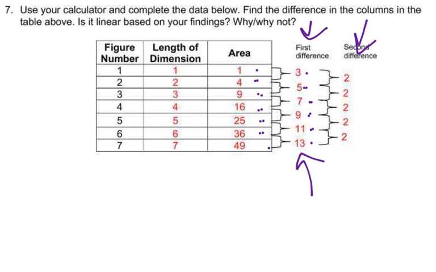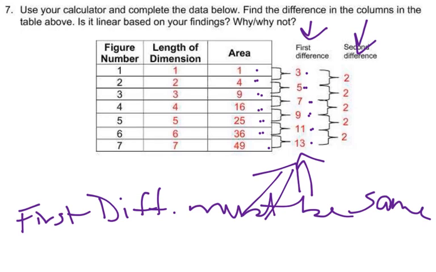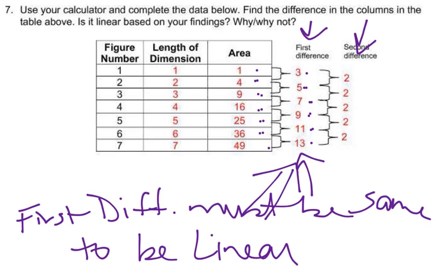Okay? So then they want you to look at this and see, is it linear or not? Well, we've already said it's not because of the way the graph looks. The other reason we know it's not is that your first difference is not the same. The first difference must be the same to be linear. You would have had to have the same number going all the way up and down here for it to be linear. We didn't, so it's not.